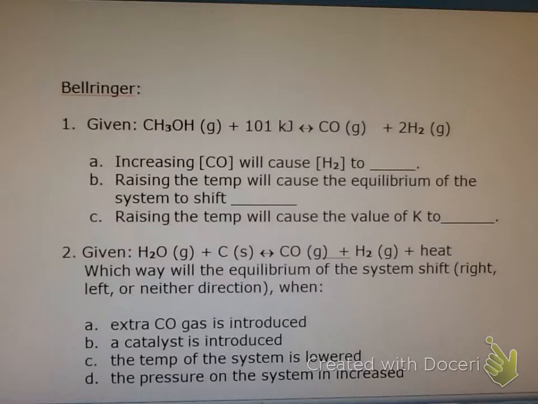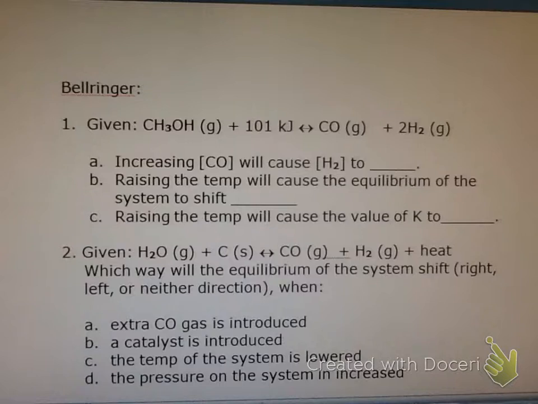I wanted to go through a couple of practice problems on Le Chatelier's principle and some of the decisions you will have to make. Number one, it's not asking about which way it's going to shift, left or right, forward or reverse reaction being favored, although that does play a part in here. The questions here are a little more specific.